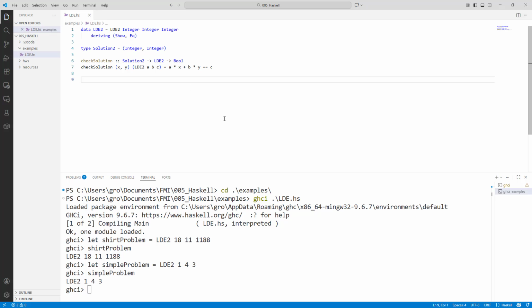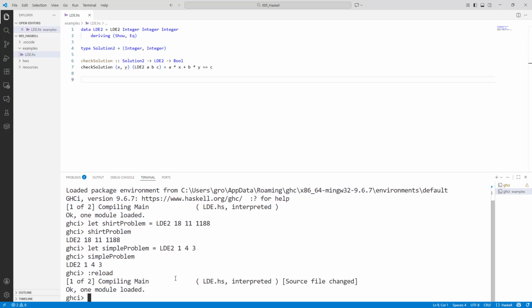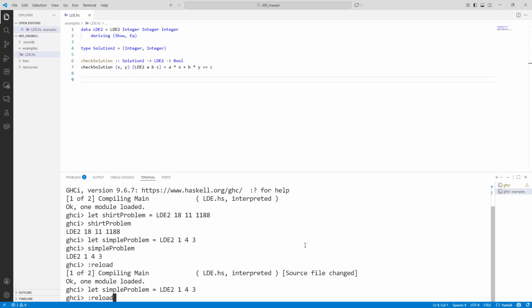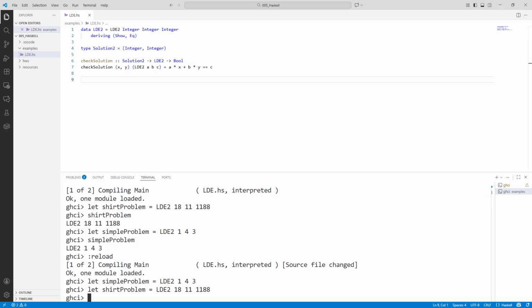So let's go back to the GHCi and test our file. So pressing Ctrl S to save. And I will press R, which stands for reload. And now we have it. So let's go back to the simple problem and reload again the simple short problem. Okay, we have it. So let's test it. Let's check the solution for simple problem.